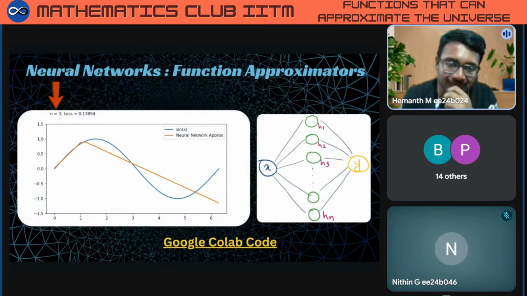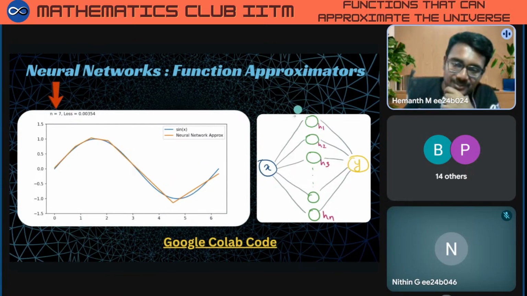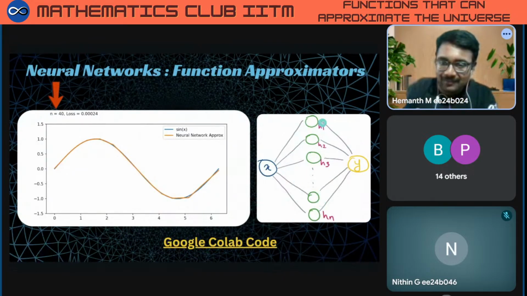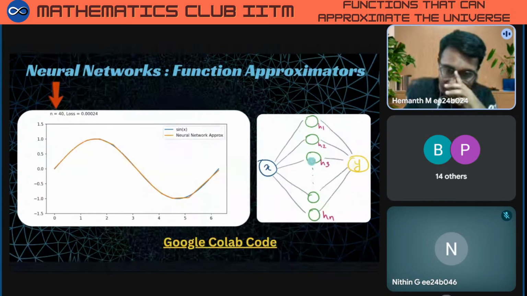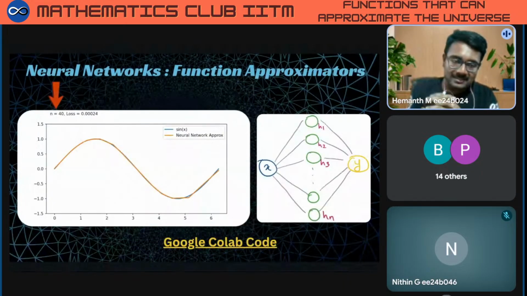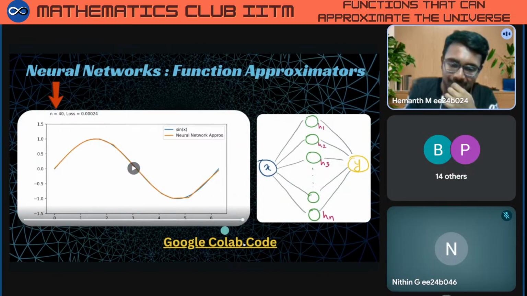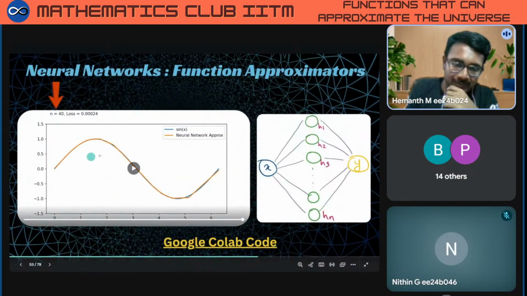Now let's first see this in action. Here I have a single hidden layer MLP with some hidden perceptrons H1 to Hn. What I'm trying to do is increase the number of perceptrons in this layer, and each time I'm training for something like 1000 epochs. After training, I show how it has performed. I've also linked the Google Colab code over here, so you can check that out later. I'll play this again.